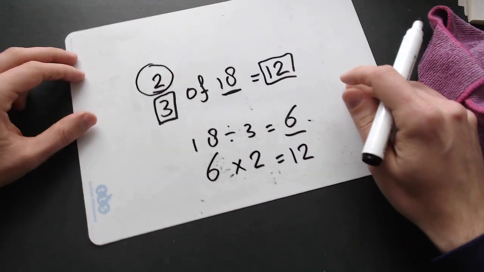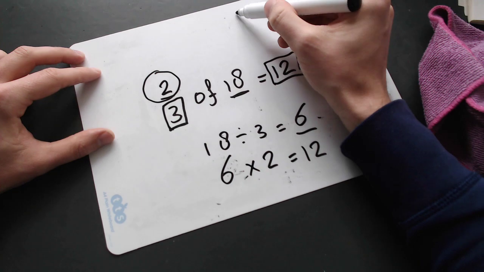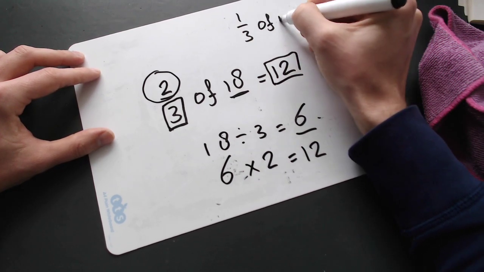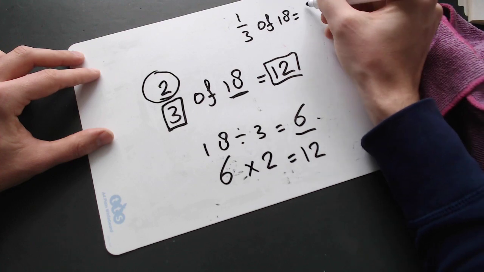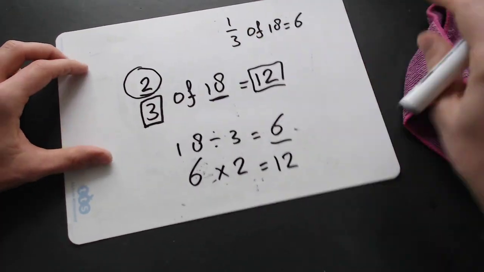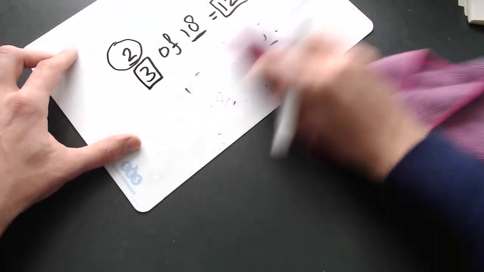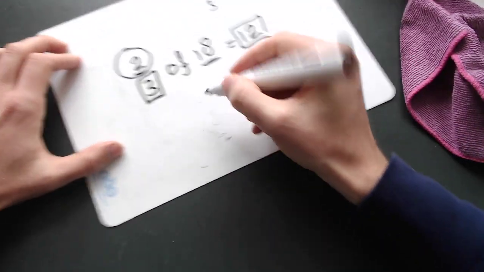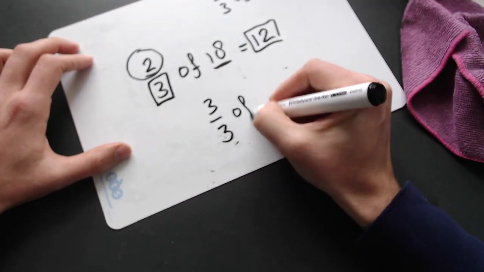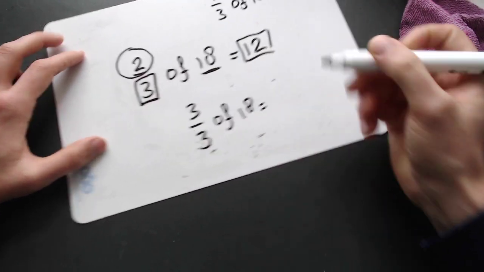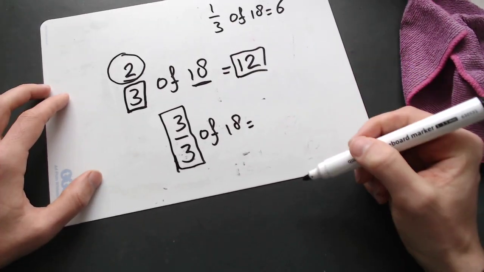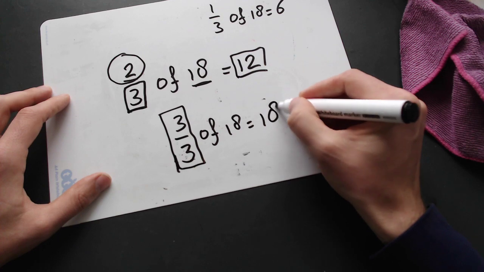To clarify it further, you could even say that 1/3 of 18 equals 6, right? 2/3 of 18 equals 12. And then what do you think 3/3 of 18 equals? Exactly, 3/3 is all of the class, the whole class, so that would make 18.